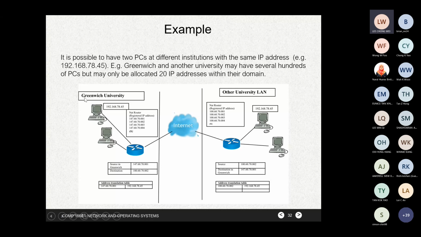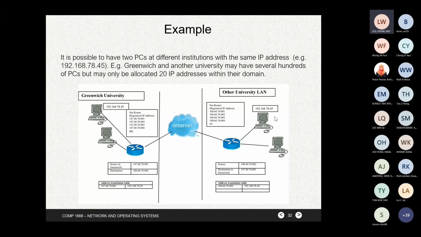So you see on the left hand side and on the right hand side, you have UOG over here, and you have another university over here. The IP address is 192.168.78.45. Over here also the same. So this is possible because this is one private IP address, this is another private IP address. They are different entities. So as long as they have their own private IP address, you can have the same IP address within the two companies. But within this company, you cannot have two similar IP addresses, you will run into conflict.